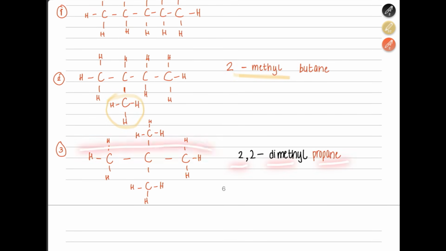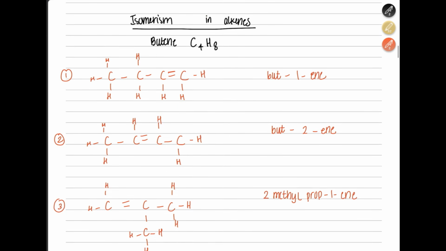Why? Because the central chain is propane. It has 3 carbons, and then it has dimethyl because one methyl group, another methyl group, and then 2 because it's on the second carbon. Both of the methyl groups are on the second carbon. 1, 2, 3. Now you can also have isomerism in alkenes.